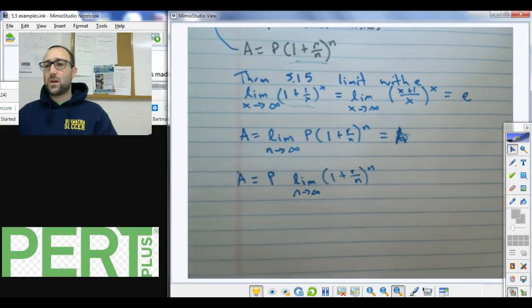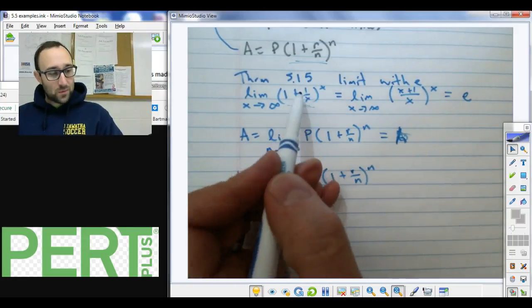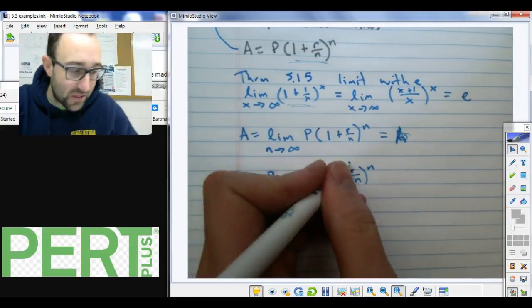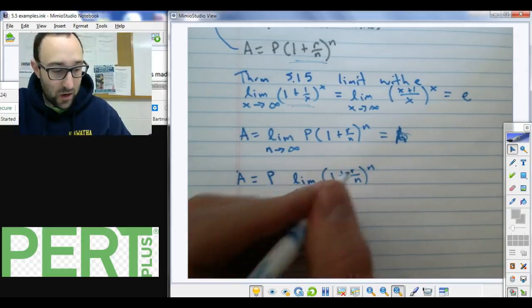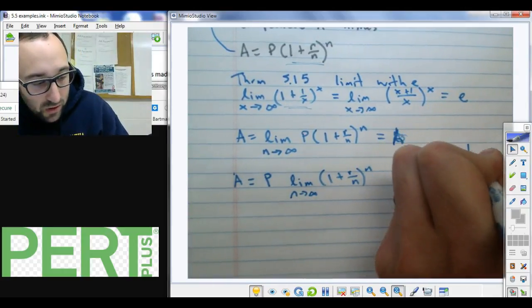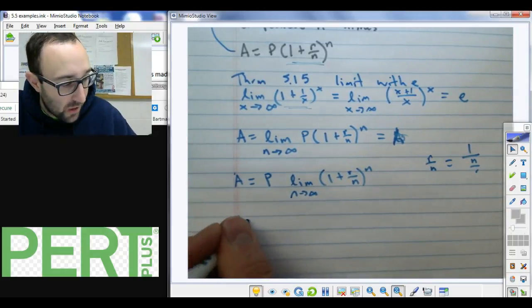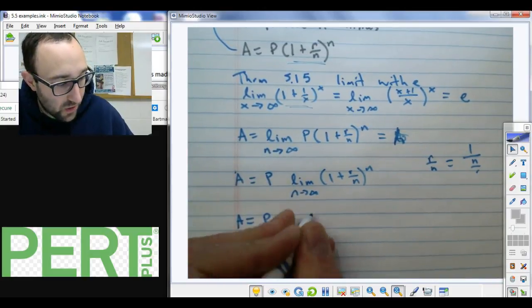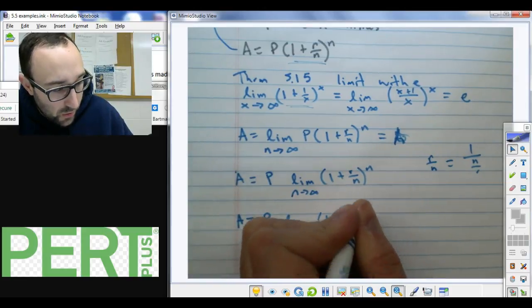And you say, okay, but now the problem is we have this r here, and this is supposed to be 1 over x, not r over n. Alright, so if I want to get this to be a 1 over something, what I can do is just make this the reciprocal, right? So I can say r over n is the same as 1 over n over r, right? Okay, so we can say A equals the principal times the limit as n approaches infinity of 1 plus 1 over n over r to the n.